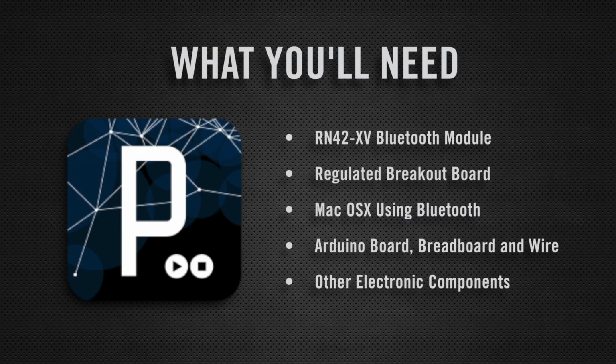What you'll need to complete this project is an RN42XV Bluetooth module, a regulated breakout board for the Bluetooth module, a Macintosh computer with Bluetooth, an Arduino board, a breadboard, some wire, and whatever other electronic components you'd like to put on your robot, like motors, servos, or lights. Let's get started.